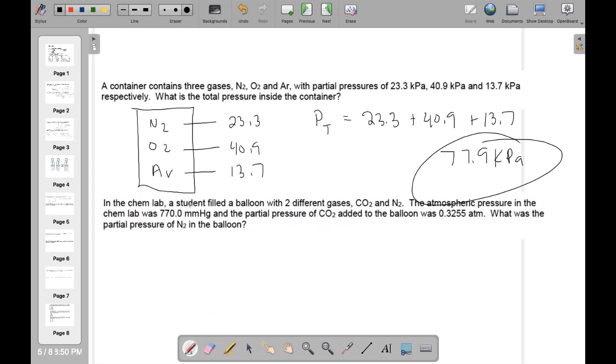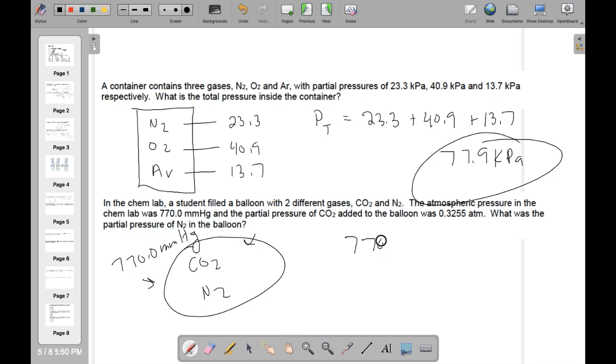Down here we have, in the chem lab, a student filled a balloon. We've got a balloon with two different gases, CO2 and N2. The atmospheric pressure in the chem lab was 770.0 millimeters of mercury. This is a little bit different. You're thinking, wait a minute, what does that have to do with the balloon? If we think about it, this is not some sort of rigid container like some aerosol can. So the overall total pressure of this balloon is this pressure that's being exerted on it. So our total pressure is 770.0 millimeters of mercury.